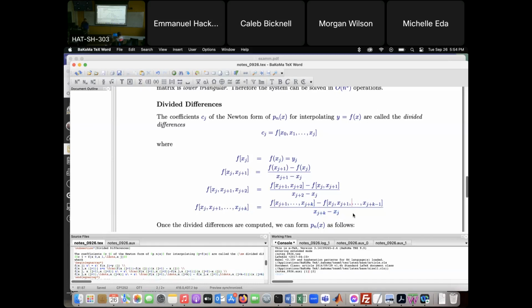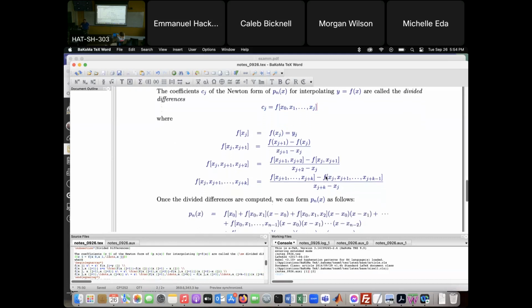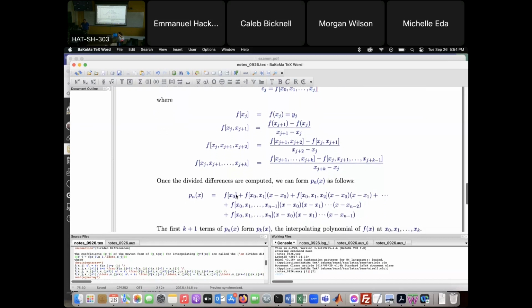Now, these can be pretty difficult to understand just from the definition that I've shown you here. But what I'll be doing is showing you how you can compute these without too much difficulty. It's a matter of how you keep track of everything. But I'll come to that momentarily. Once you have computed all these divided differences, these right here, then you can form the Newton interpolating polynomial.